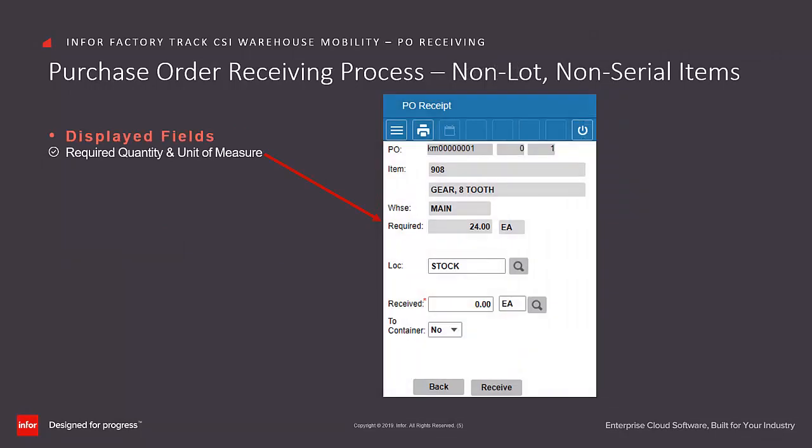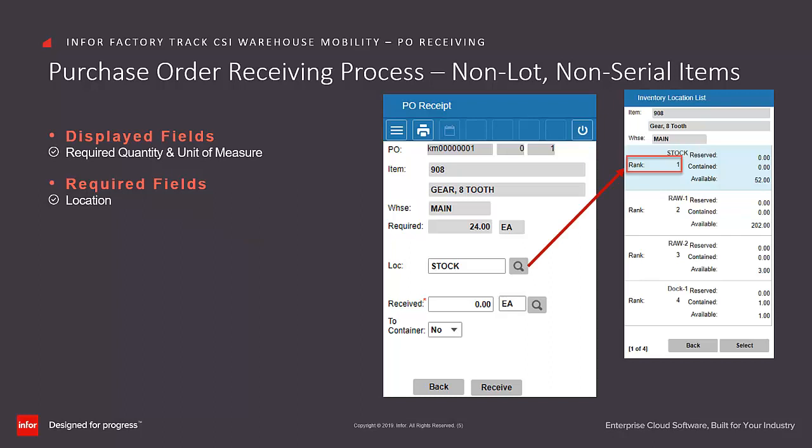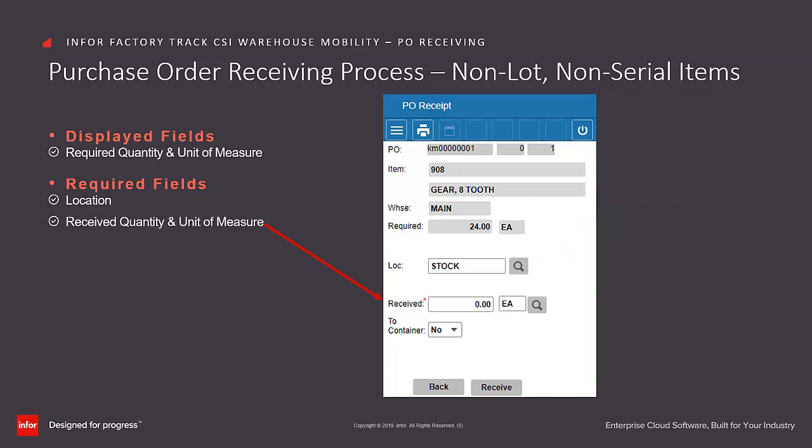It displays the required quantity and units of measure and allows the user to specify the location to which the items are being placed. The location defaulting is based on the transaction parameters for the combined put-away and locations from warehouse parameters. In this example, it is defaulting from the rank 1 location defined for the item. If you search on this field, it will show the ranked locations defined for the item, but any of these locations can be entered. Enter the received quantity and the unit of measure you're receiving against the PO.